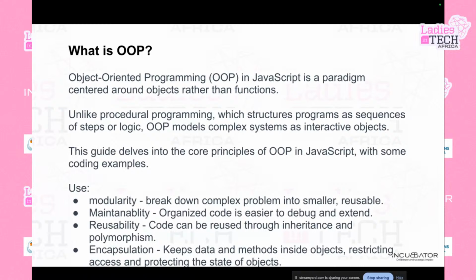Reusability, like we said the other time: instead of writing duplicate code, why don't we separate it into a separate component and reuse it? So now we find ourselves in one of the most important parts, which is encapsulation. That is, we keep data and methods inside a single object, restricting access and protecting the state of the object. Let me emphasize that. Encapsulation allows us to keep and restrict access to data.